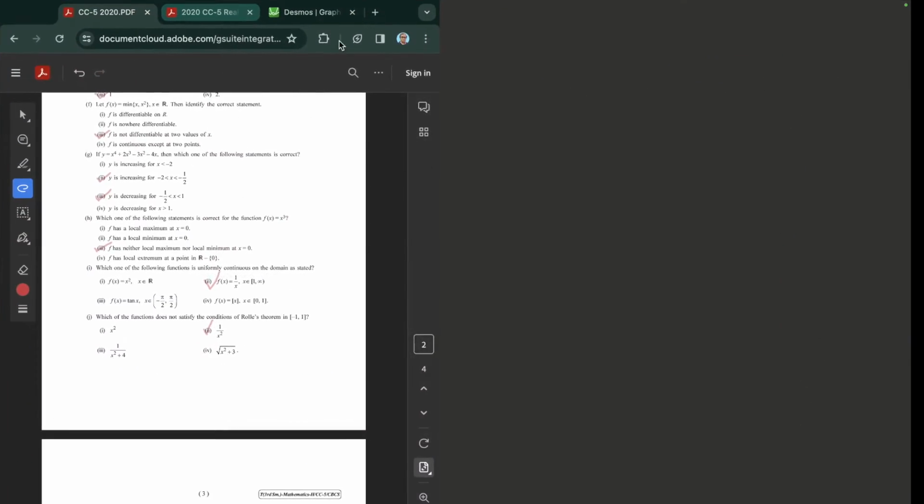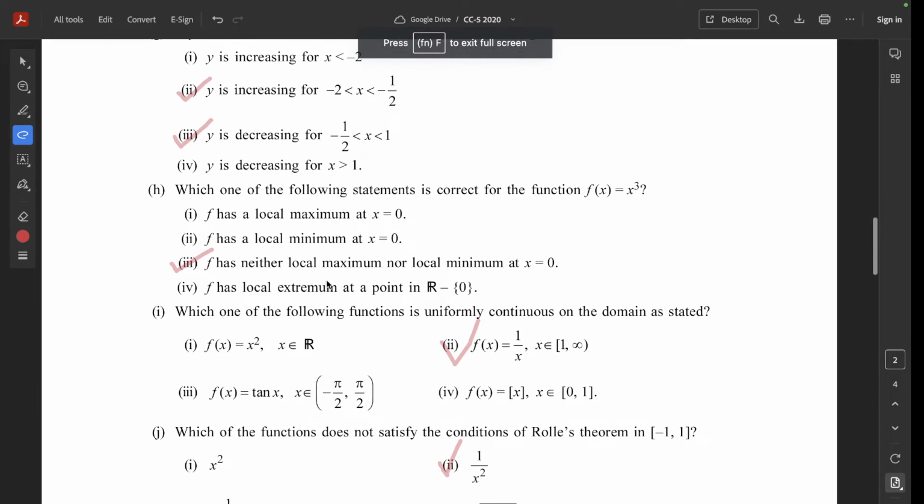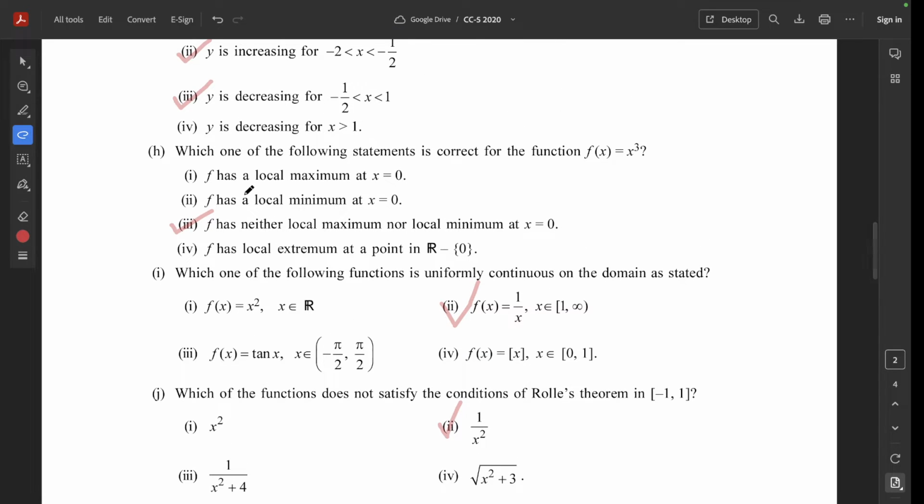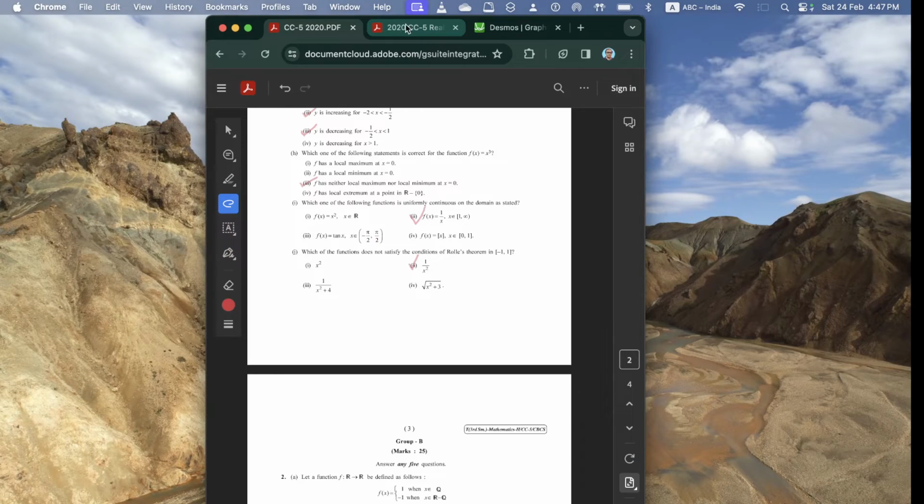Next question. Which one of the following statements is correct for the function f(x) equal to x cube? The correct option is 3: f has neither local maximum nor local minimum at x equal to 0. Actually, this is the point of inflection.